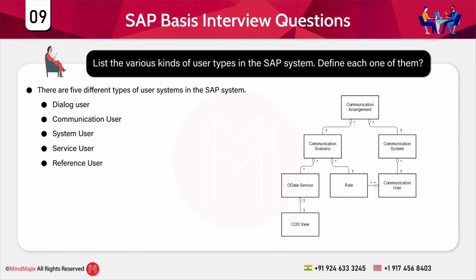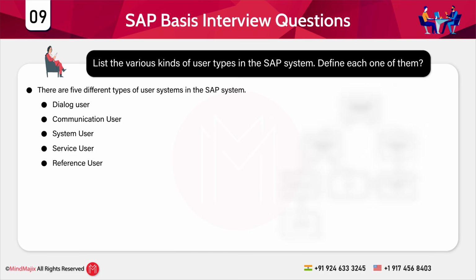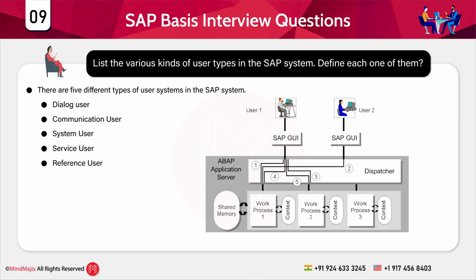Now, if you talk about service user, so with service user, you have anonymous and a large group of users that use this type. And last but not the least, if you talk about reference user, so here the allowance of an assignment of extra authorization is done by reference user. So these are not related to persons as users.